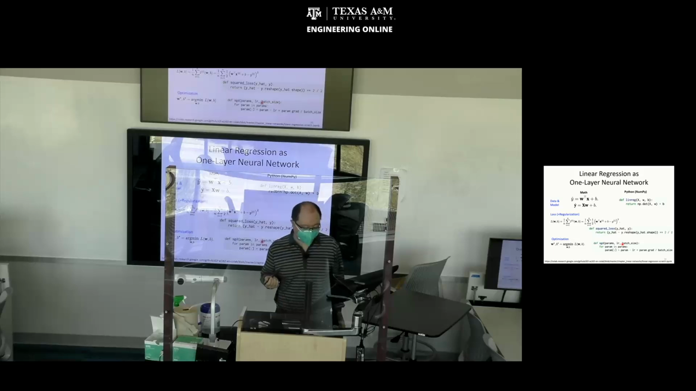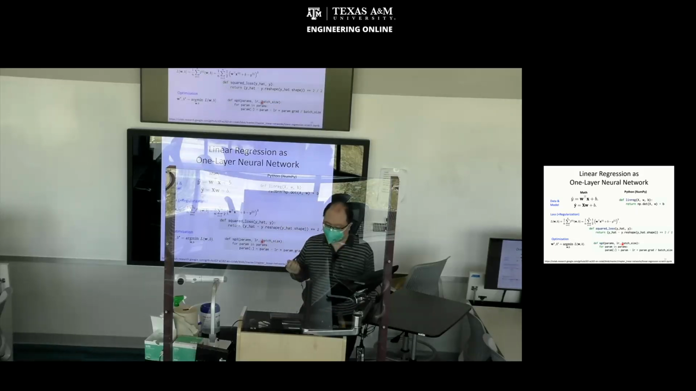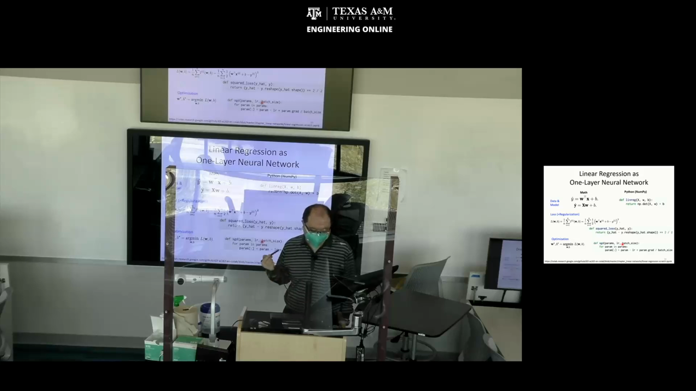Especially the space complexity, if you think about the memory. Time complexity, if your model has a lot of parameters, it takes a long time to train.